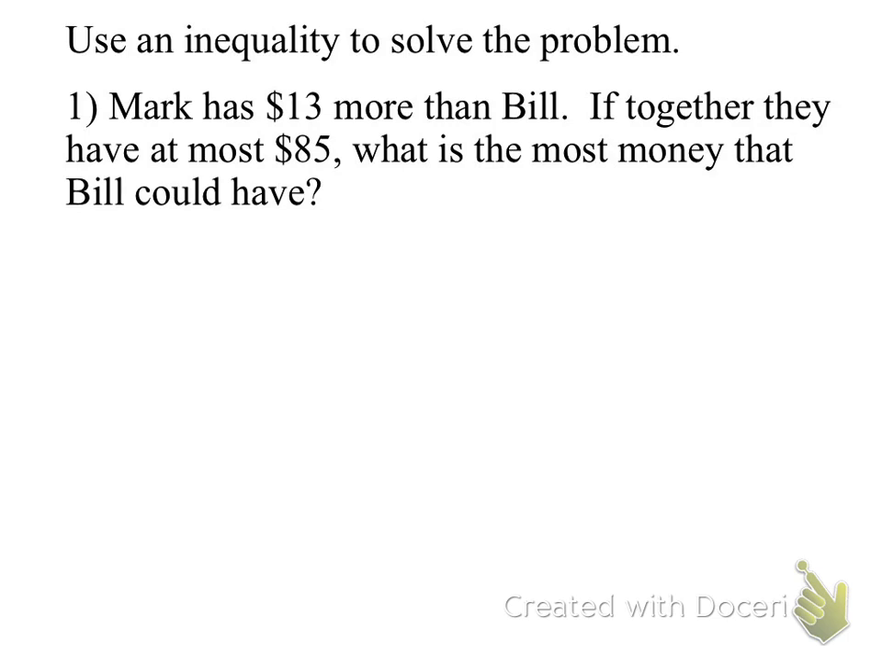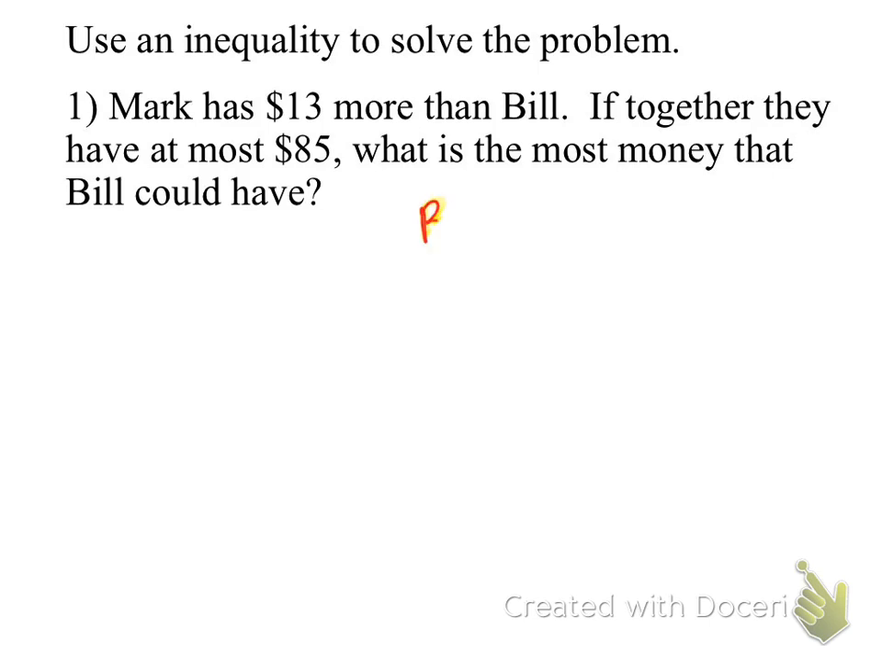Mark has 13 more than Bill. If together they have at most $85, what is the most money that Bill could have? Now, I want you to think back. This is chapter 4. We only solve things with one variable. They're giving us problems that are easy to solve with one variable. What is my unknown? Most money that Bill could have. So Bill. Okay, who do they give me less information on? Bill. So let's call Bill X.